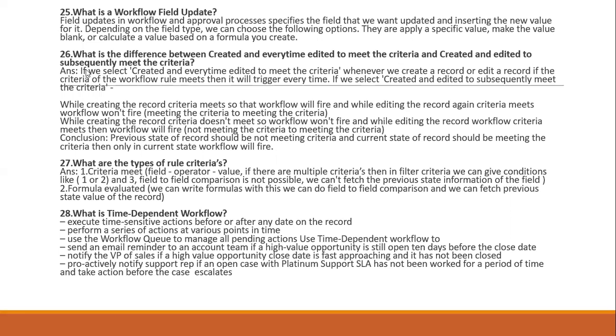Next question, what is the difference between created and every time edited to meet the criteria, and created and edited subsequently to meet the criteria? If you select created and every time edited to meet the criteria, whenever we create or edit records, if the criteria of the workflow rule is met, it will trigger every time. If we select created and edited subsequently to meet the criteria, on creating the record and meeting the criteria the workflow will fire, and when editing the record again, the workflow fires only on moving from not meeting the criteria to meeting the criteria.